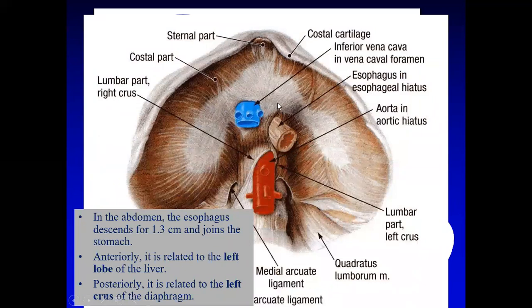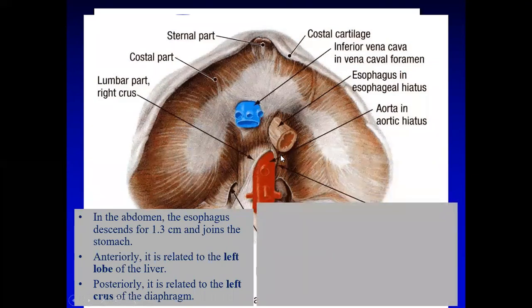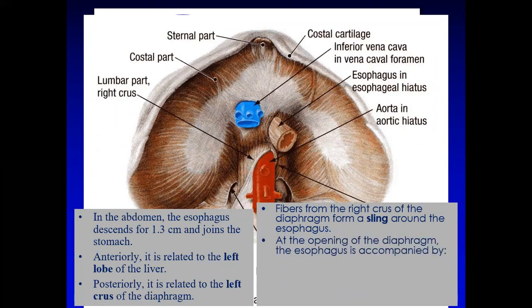This is the esophagus, and here you can see this is the right crus, and behind is the left crus of the diaphragm. Fibers from the right crus of the diaphragm form a sling around the esophagus. Some of the fibers from the right crus will form a sling around the esophagus. This is important because it acts as a sphincter.